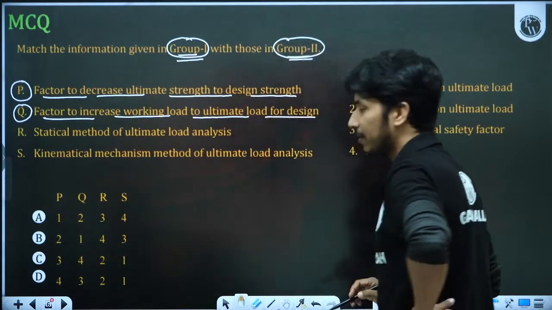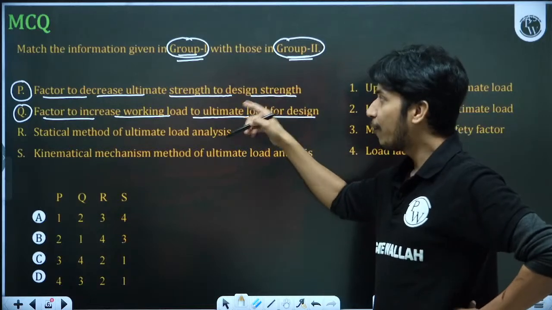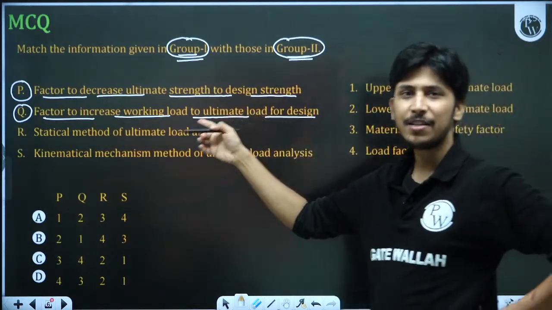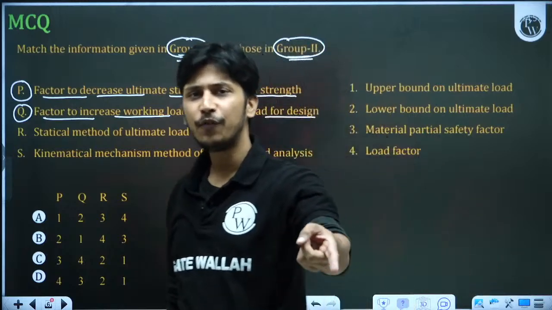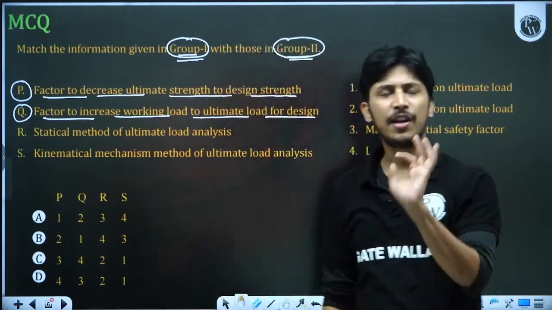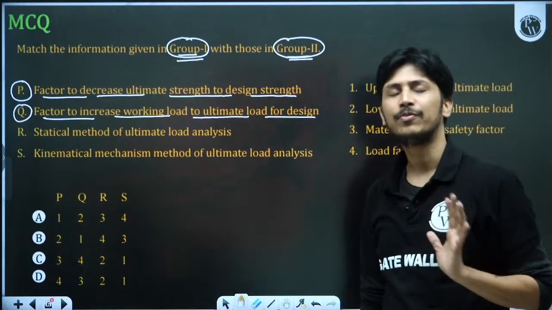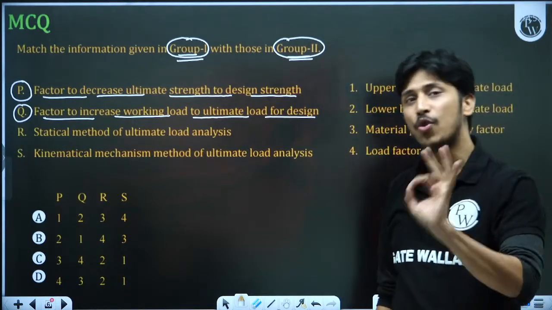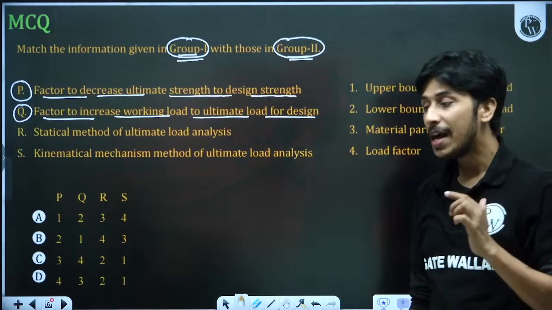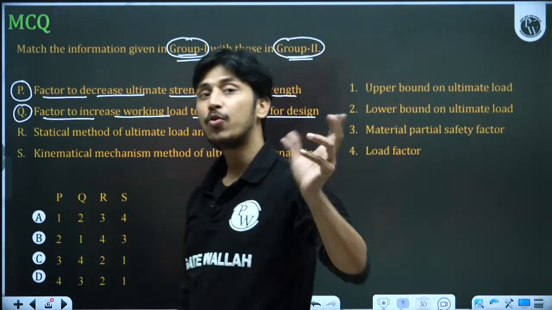Believe me, this same type of question was asked last year, 2024, in the ESE exam. Same type of question: the relation between ultimate strength and the design strength, the relation between ultimate load and the design load. And they were asking in terms of ACI, the American code.